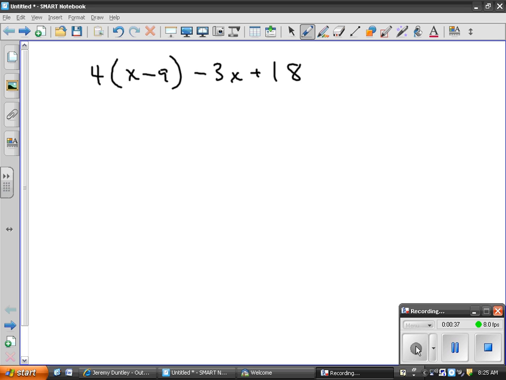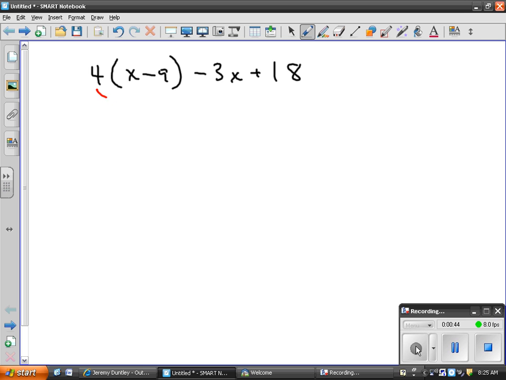All right, this 4 sitting in front of these parentheses is screaming at me to distribute. When I distribute the 4, first I multiply it by that x, and then I take the 4 and multiply it by that negative 9. When I do that, 4 times x is 4x, and 4 times negative 9 is negative 36. I'm just going to copy down the minus 3x and the plus 18 for right now because there was no distribution required in either one of those. There was nothing multiplying them.